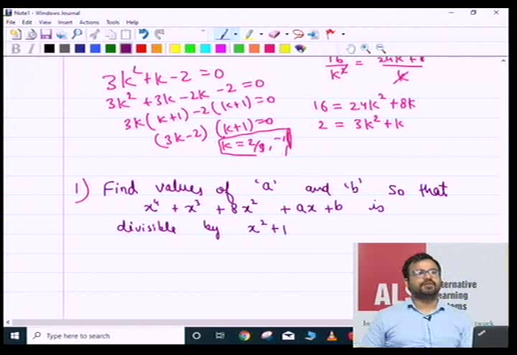Find the values of a and b so that this complete expression is divisible by x square plus 1.